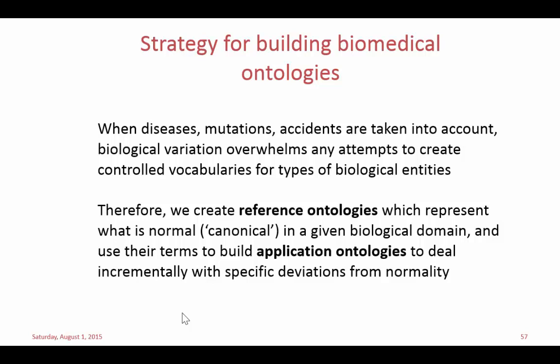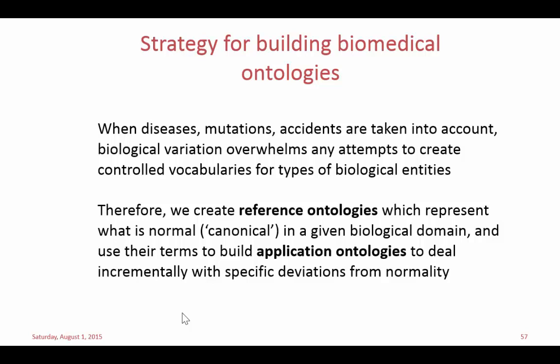We need to say something now about the strategy for building ontologies like this, for reasons which will become clear in a minute. So as we all know, biological variation is an enormous problem, and it would overwhelm any attempt to create controlled vocabularies like the ones that I have been describing. Not only that, but also the range of biological variation changes with time because new strains of diseases evolve and so forth. So in order to solve that problem, we need a strategy.